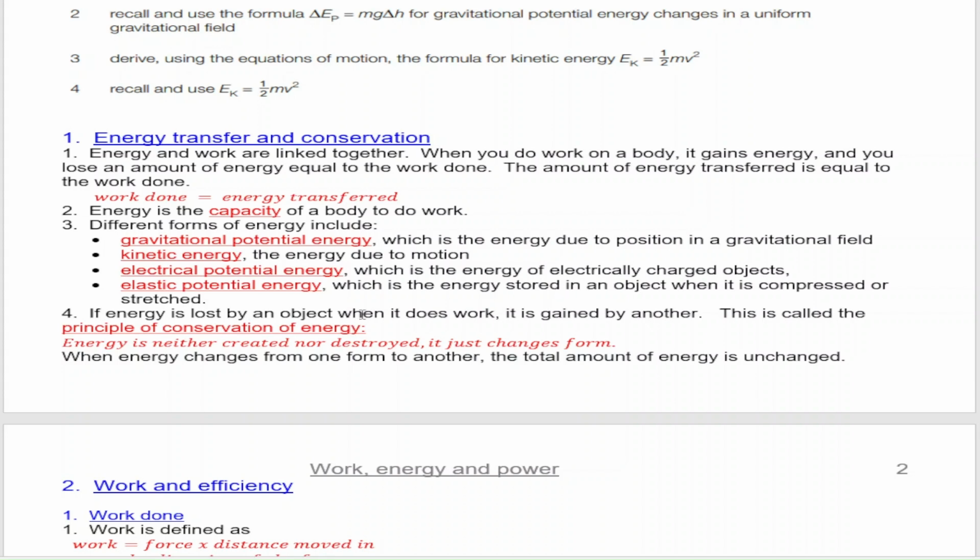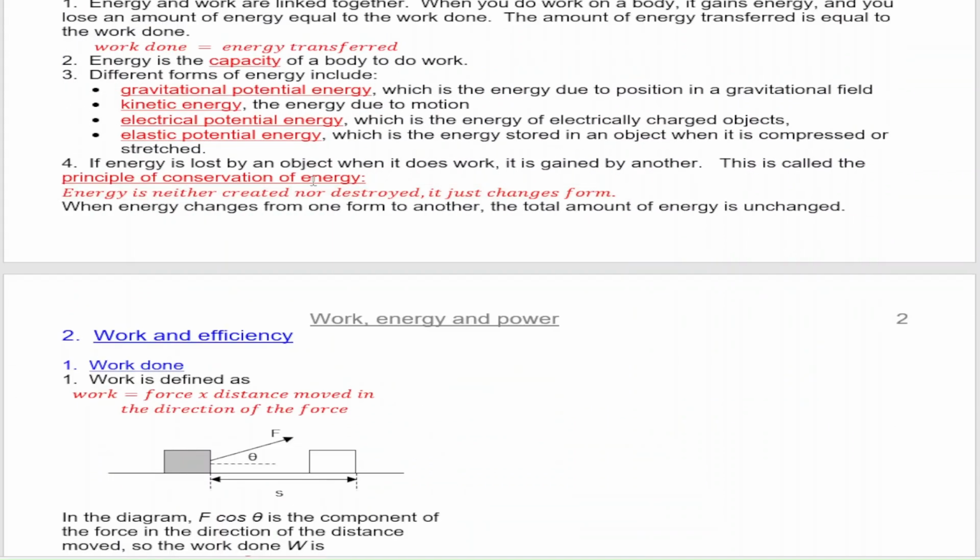If energy is lost by an object when it does work, it is gained by another. This is called the principle of conservation of energy. The principle of conservation of energy states that energy is neither created nor destroyed, but it changes form without any change in its total amount.